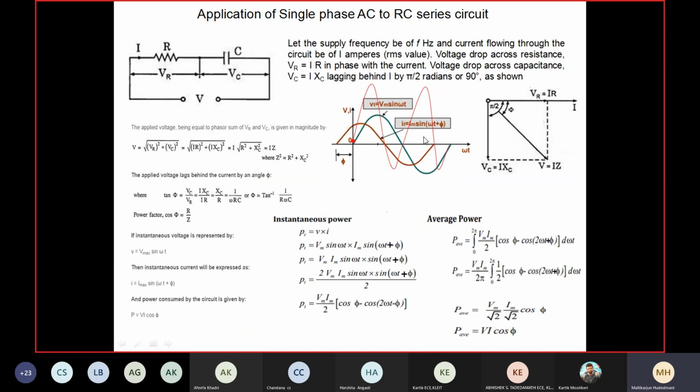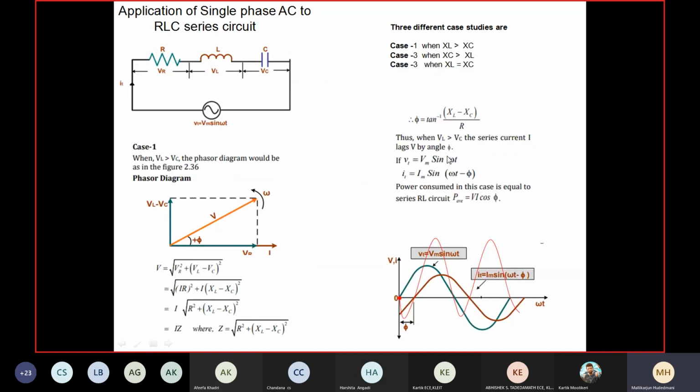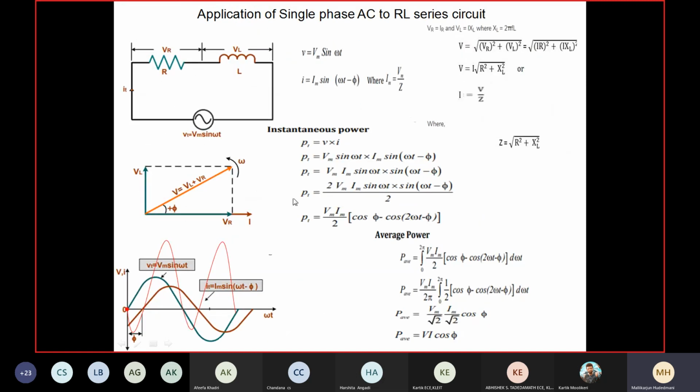This work has to be repeated here. Where is that? Here. What is that? I have Vm sin omega t, Im sin(omega t minus phi). At these lines, I have to copy paste this work. What is that? Instantaneous power equal to V into I: Vm sin omega t, Im sin(omega t minus phi).